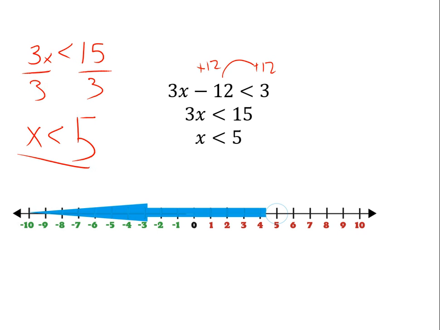So we're going to draw an arrow or shade the region that's all the numbers less than 5, which is why we're going this direction. As you see, it's an open circle because it's not equal to, we're not including 5. We're saying it goes up to 5, but it's everything less than 5. Okay, so that would be graphing these.